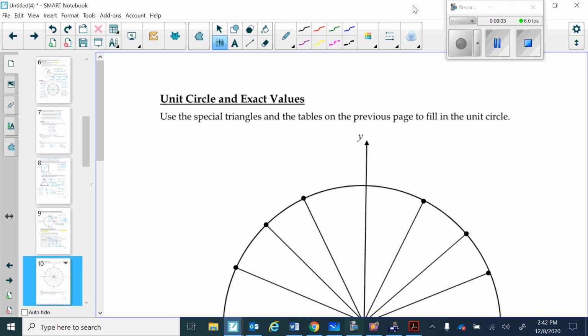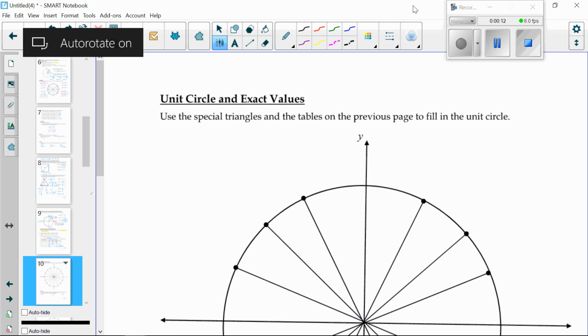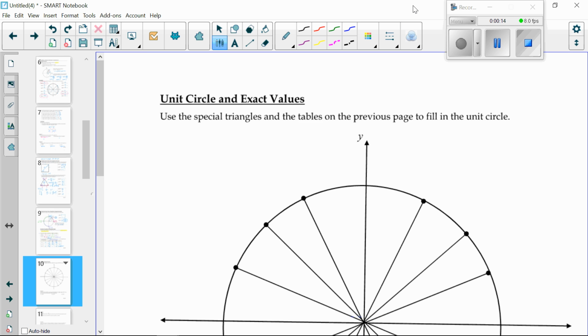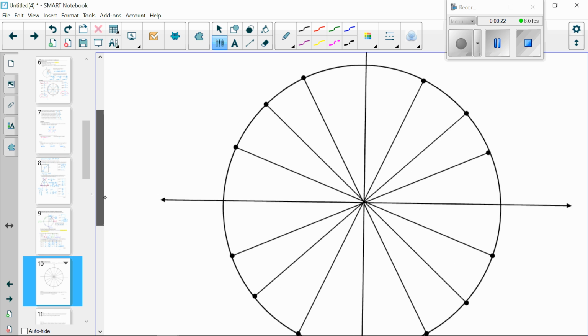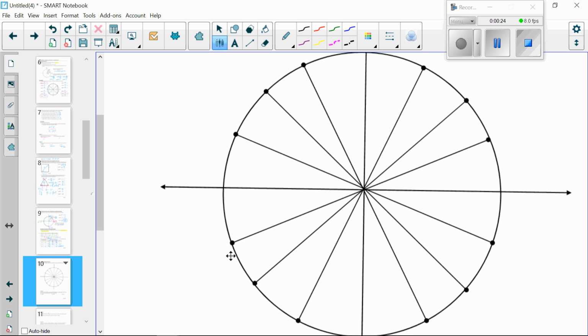Okay, so now we're going to be filling in the unit circle. Use the special triangles and the tables on the previous page to fill in the unit circle. Okay, we did all that work for a specific reason. We can take all of our angles in the 4 quadrants, and we can fill them all in.